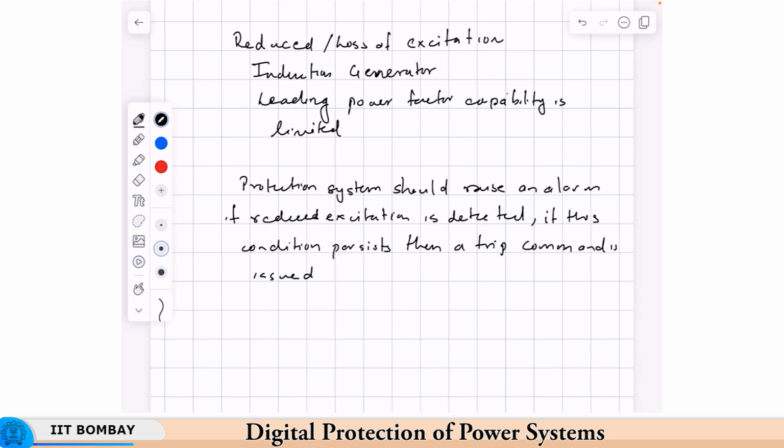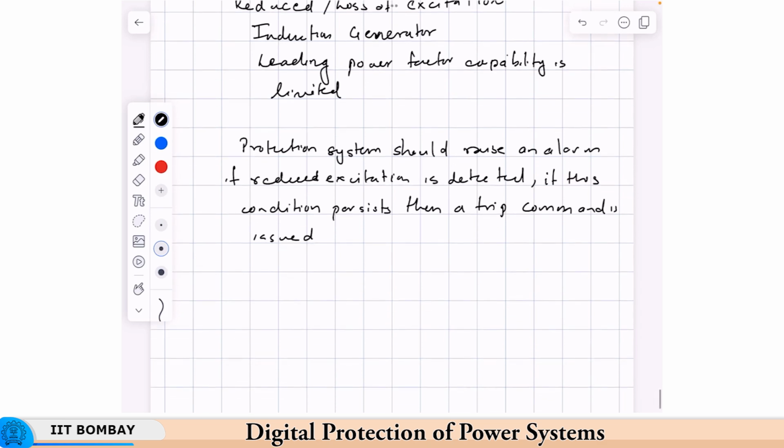So, first raise an alarm. The operator can look into why this alarm has been raised, and if there are some ways in which he or she can rectify the situation, if that is possible, then there is no need to trip the generator, because tripping of a generator is a big event. It can lead to a lot of other complications and so on. So, first an alarm is raised, and then if the condition persists, only then a trip will be issued.